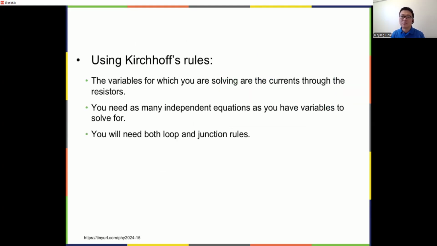You can use as many loops and as many junctions as you like to form independent equations, and then you can solve for several variables. If you are looking for 3 variables, you will need 3 independent equations. A lot of times you'll use both junction and loop rules to achieve that. We'll take a look at a couple of examples and show you how to apply Kirchhoff's rules.